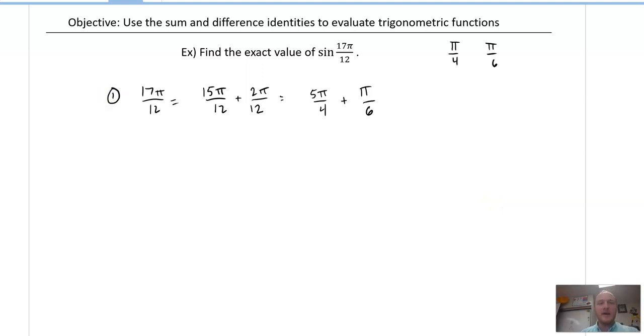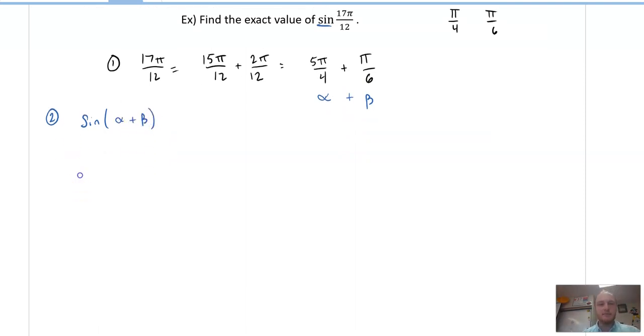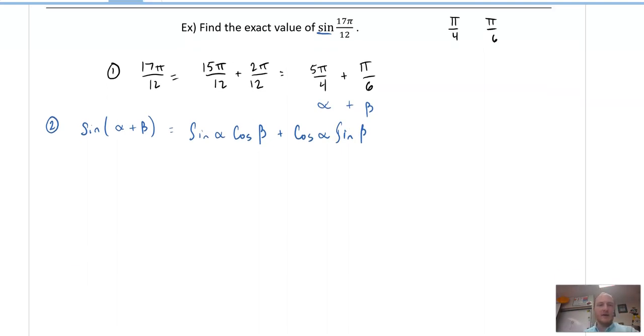Step 2. I'm going to go ahead and identify what sum and difference identity I am going to use. So I have sine, so I'm going to use sine. And then notice my identities here. My first angle is going to be alpha, second angle is going to be beta, and I'm adding them. So I'm going to use sine of alpha plus beta. I'm going to use the sum identity, which says that sine of alpha times cosine of beta plus cosine of alpha times sine of beta. And I want to go ahead now and substitute.